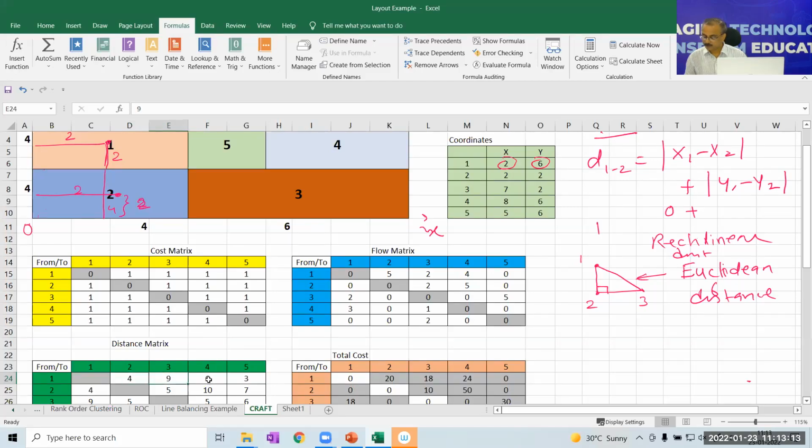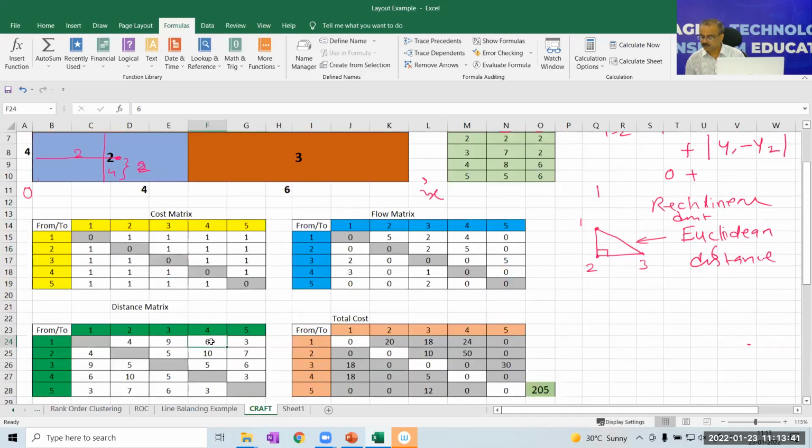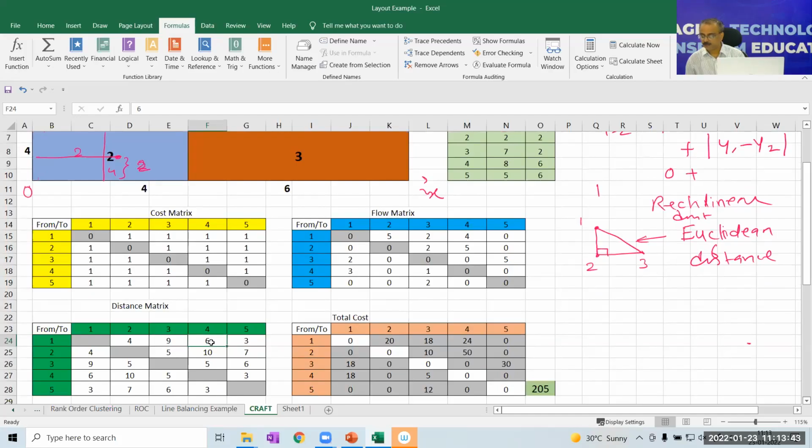Similarly, can you find the distance between 1 and 4? It will be x1 minus x4 plus y1 minus y4. So x1 minus x4 will be 2 minus 8, that is minus 6, but we are taking the modulus, so it will be plus 6. And y1 minus y4, 6 minus 6, will be 0. So the distance between 1 and 4 is 6.